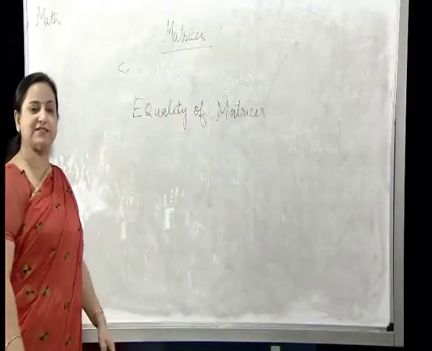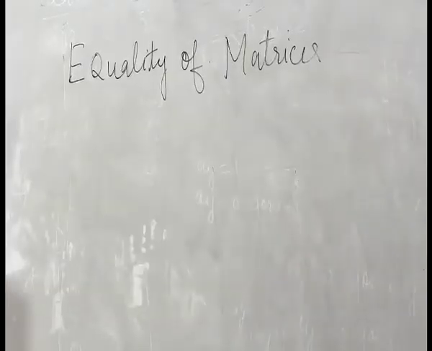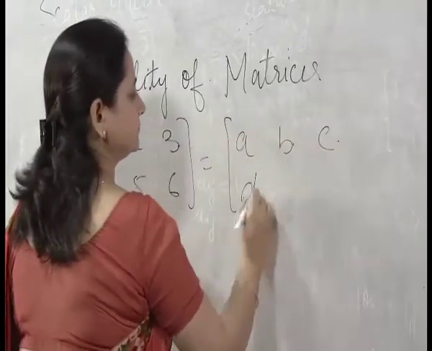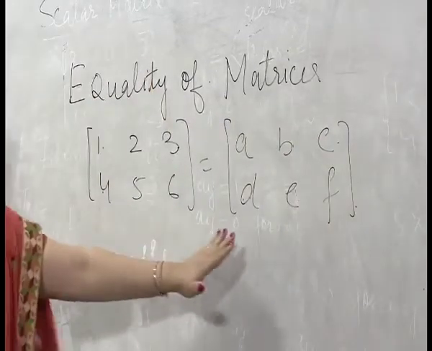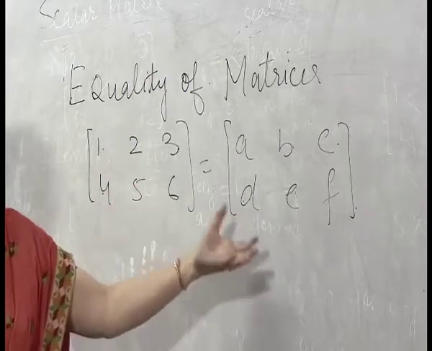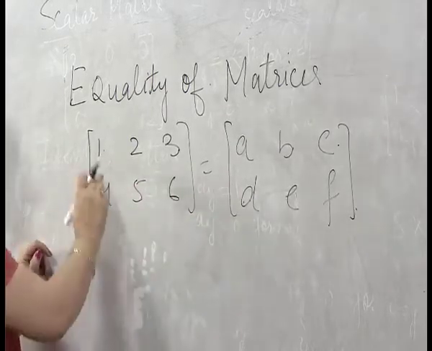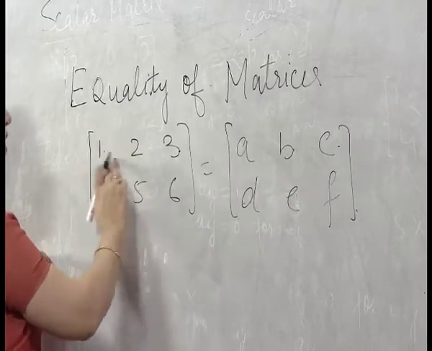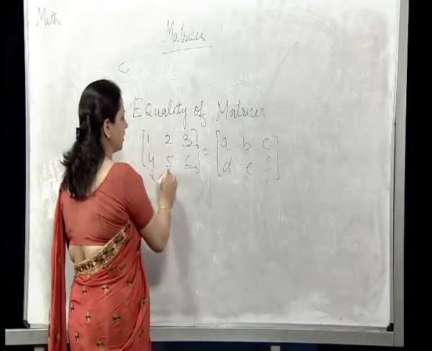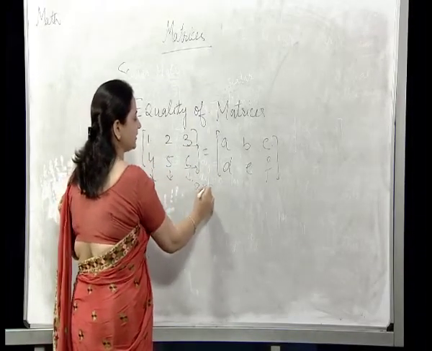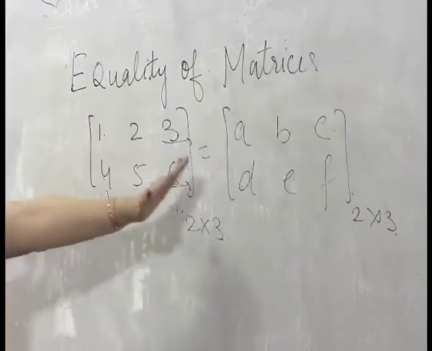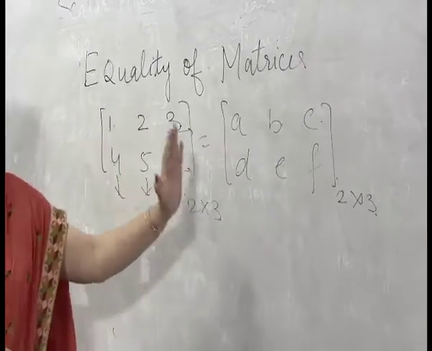Two matrices are said to be equal if they have the same order. These are the two matrices. You can see the elements are entirely different, but they have the same order. The order of this matrix: how many rows are there? 1, 2 rows and 3 columns. So it is 2 by 3, and this is also 2 by 3. So the two matrices are equal if they have the same order.